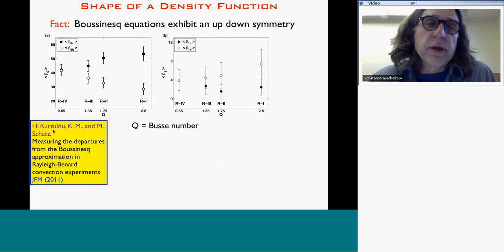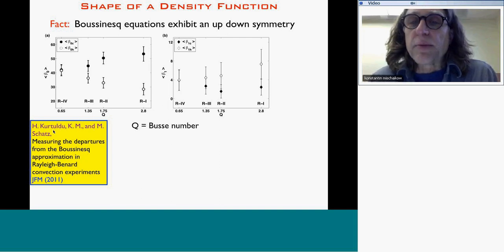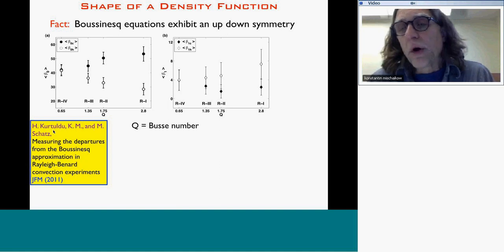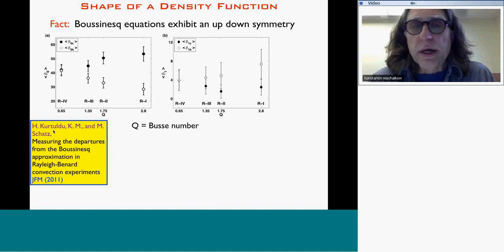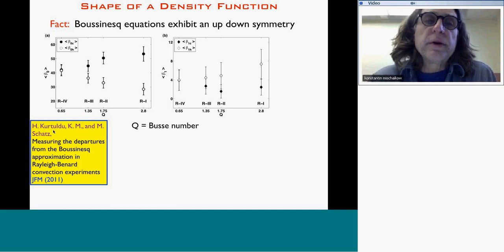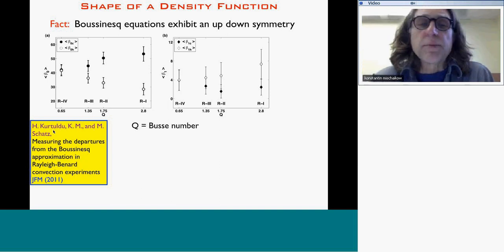It's quite possible that this amount of lack of symmetry is acceptable for a particular application, in which case one would be perfectly happy to use the Boussinesq equations for simulating. On the other hand, if up-down symmetry is very important, then it suggests that you have to give up using the Boussinesq equations and move to a more complicated set of equations much earlier.